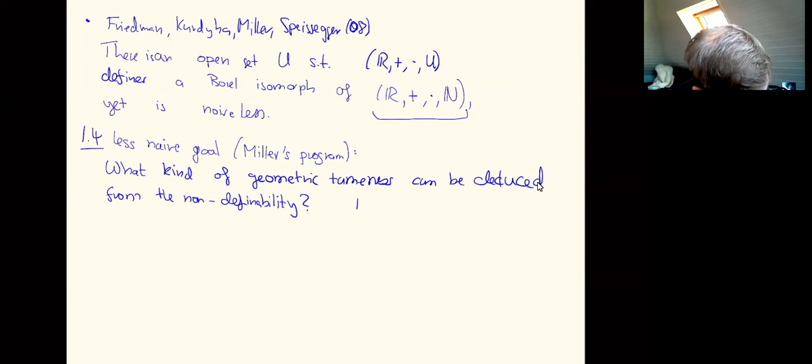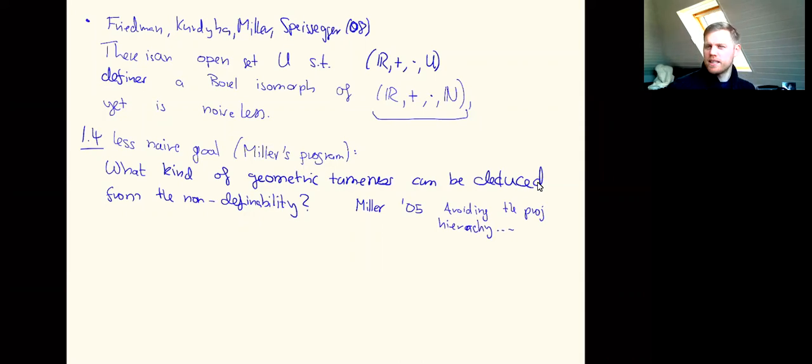I do want to mention this here, and I'll put the reference on the resource page. Maybe the first paper in that direction is from Chris, and this is a paper called Avoiding the Projective Hierarchy in expansions of the real line, but I think by discrete sets or by sequences. And so this is kind of the question. I will come back. We'll talk a little bit more about this in a little bit.